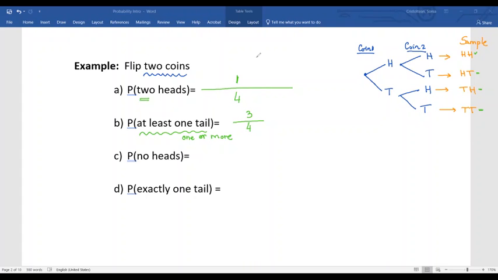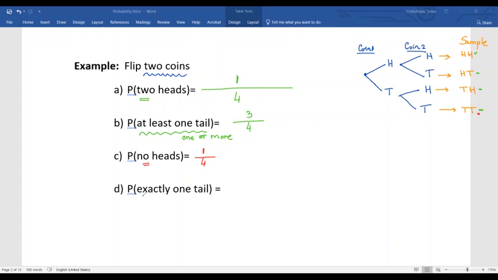Next question. What is the probability of no heads? So I'll be looking at no head. This one has heads. This one has heads. This is the only one that has no heads. So I'll just say, well, only 1 is favorable to this outcome out of 4.